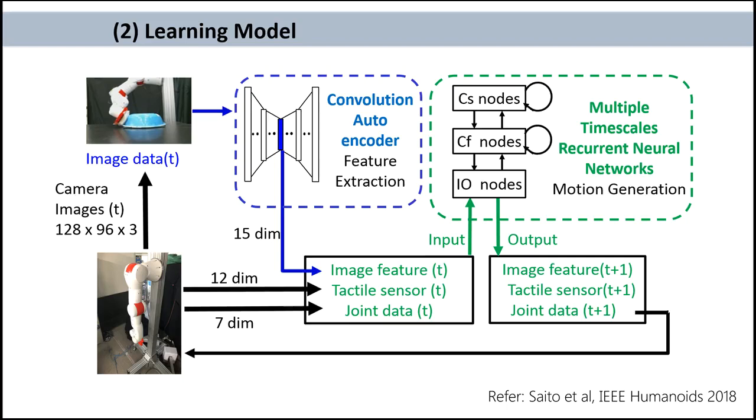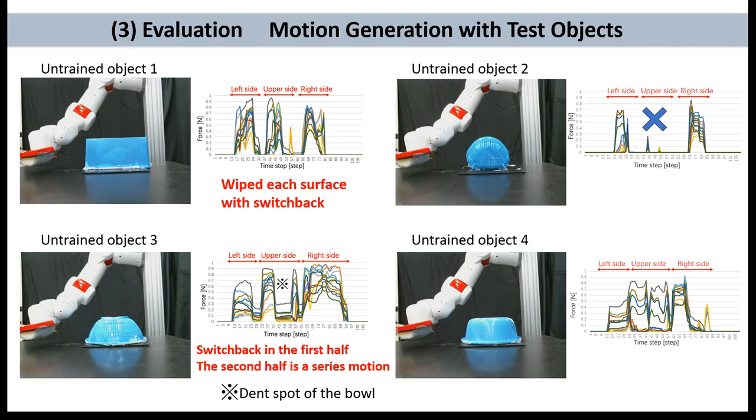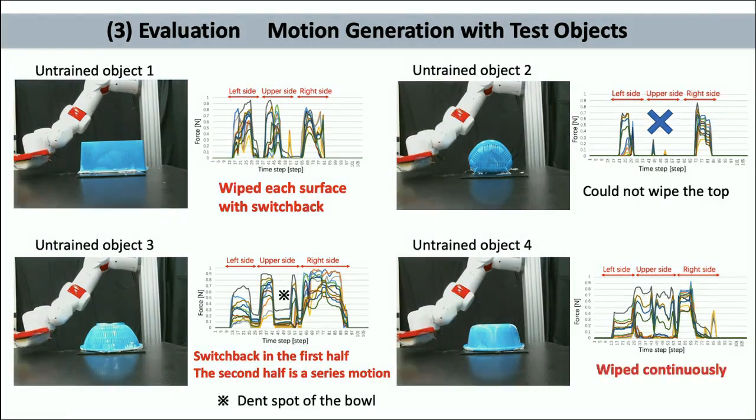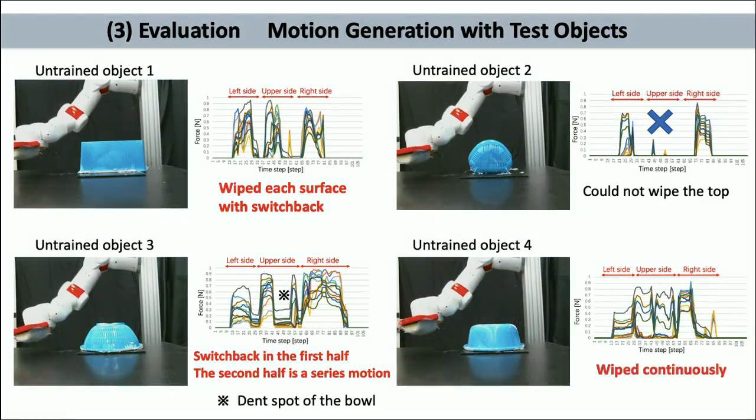The model comprises 2 modules. Convolutional autoencoder extracts image features, and multiple timescale recurrent neural networks recognize the shape of the objects and generate suitable wipe actions according to the real-time sensor motor feedback. From this slide, I will show the results of the evaluation experiment.